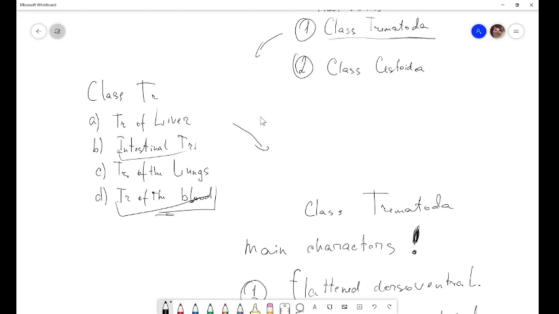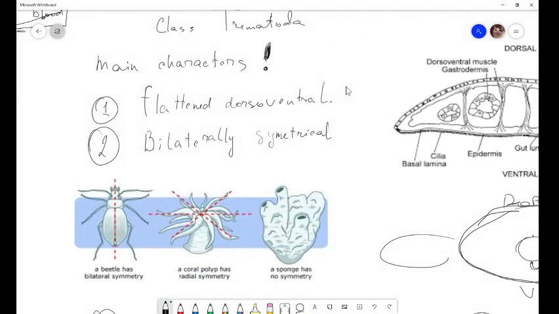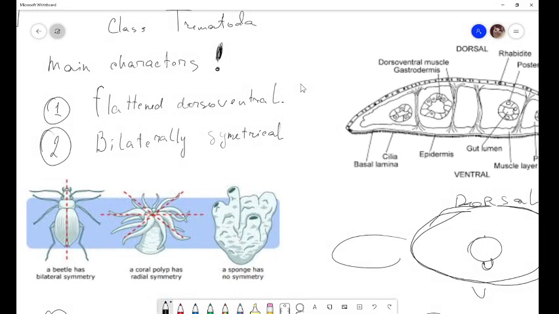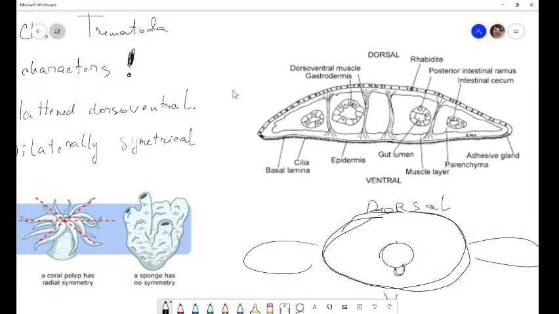Class Trematoda. The main characters of the class Trematoda are, first, they are flattened dorsal-ventrally. What does it mean? It means that they have a flat body from the dorsal to the ventral side.